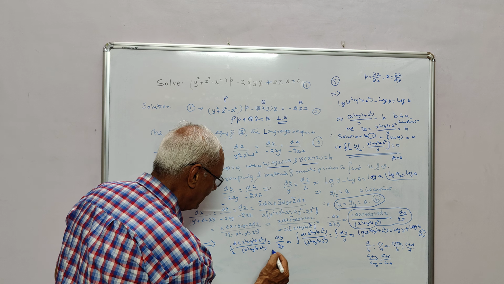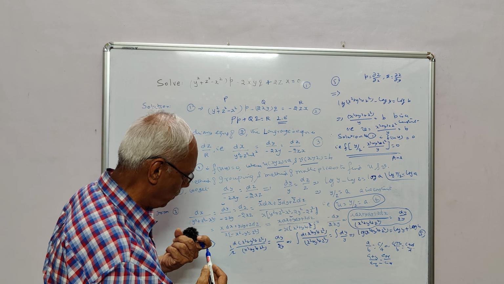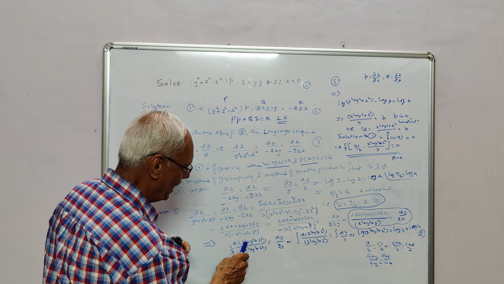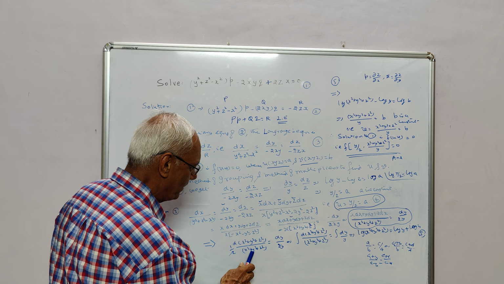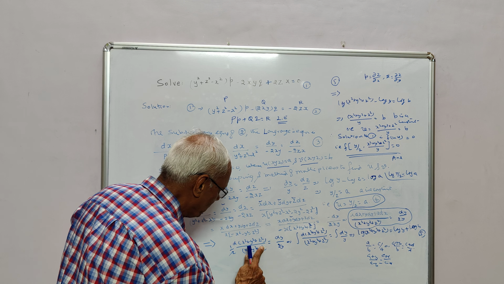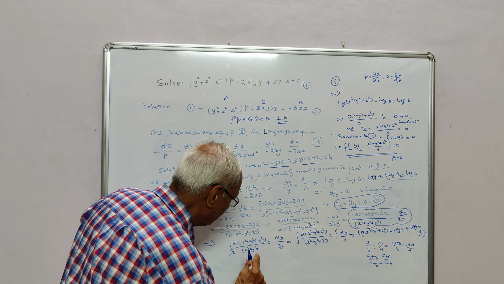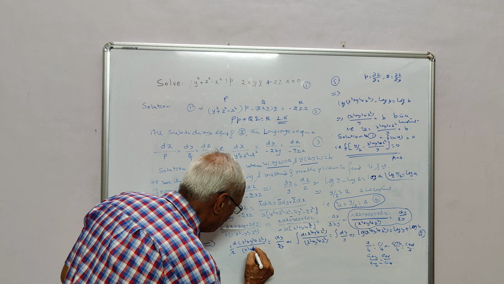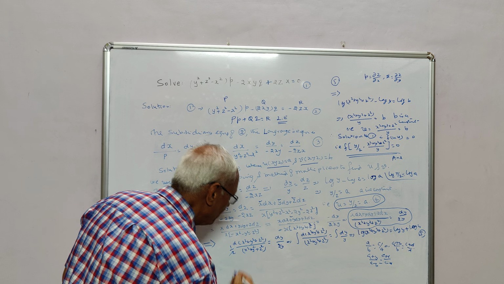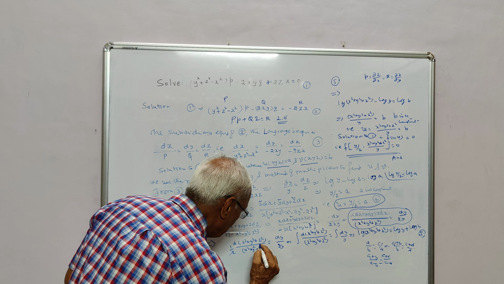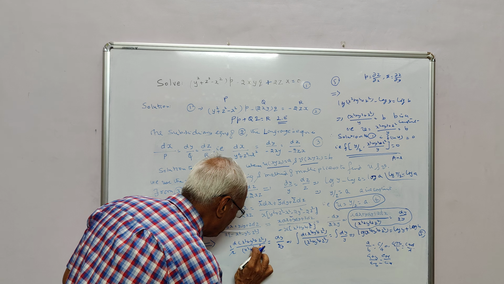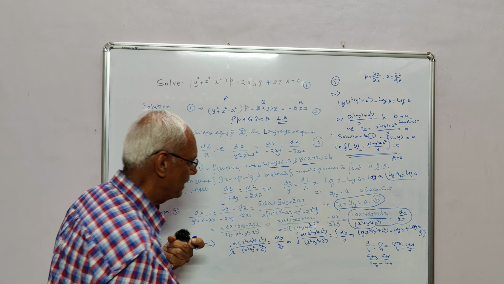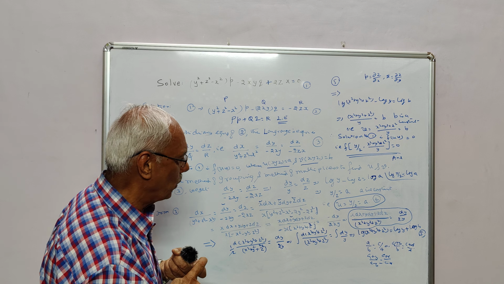See, these 2 and these 2 will get cancelled, giving you d of x square plus y square plus z square divided by x square plus y square plus z square. I write it here. x square plus y square plus z square is equal to dy by y.